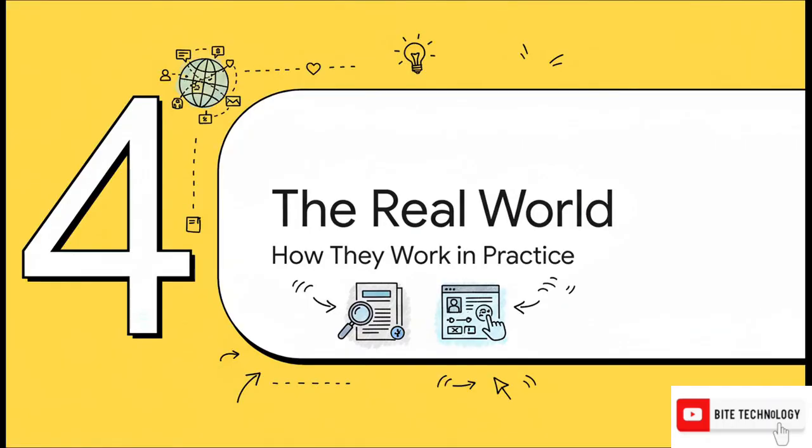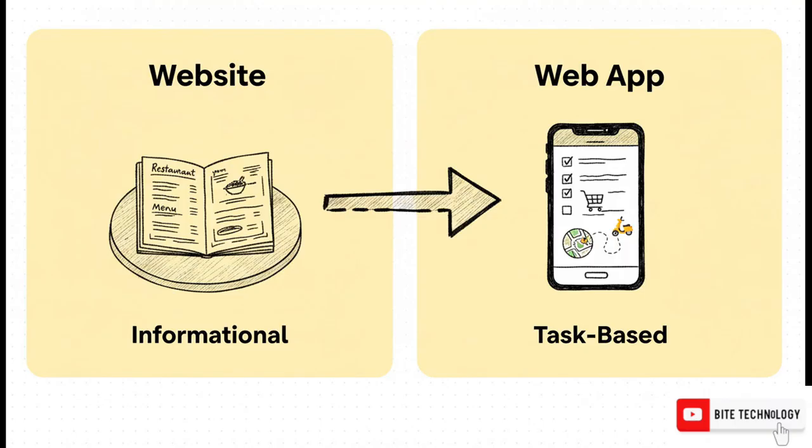Theory is one thing, but let's see how this stuff actually works in the real world with a couple of examples you'll totally recognize. So, imagine your favorite restaurant. Its website is the digital brochure, right? It shows you the menu, tells you where to find them, has some nice pictures of the food. But the second you click order online, bam, you've just stepped into their web app. That's the part that lets you pick your order, pay for it, and track it to your door. One informs, the other performs.